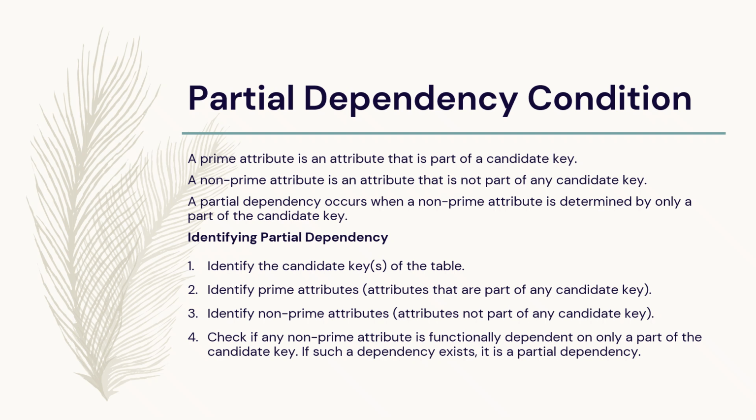Now, how to identify partial dependency? First, we need to identify the candidate key of the table. Second, we have to identify the prime attributes. Third, we have to identify the non-prime attributes. And last, we need to check if any non-prime attribute is functionally dependent on only a part of the candidate key. If such a dependency exists, it is a partial dependency.